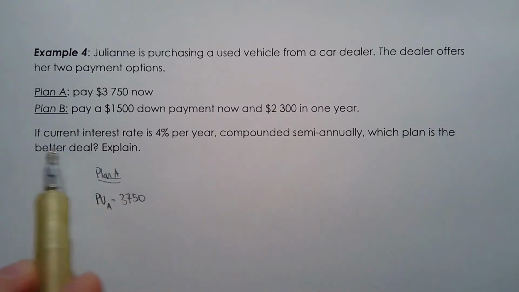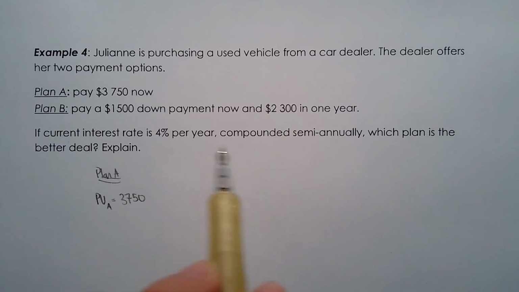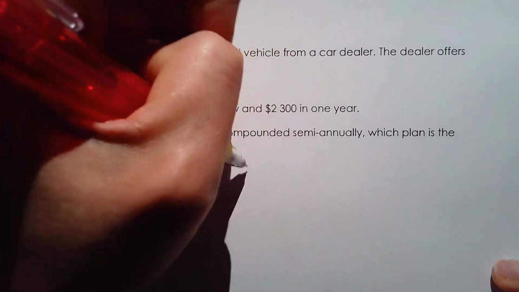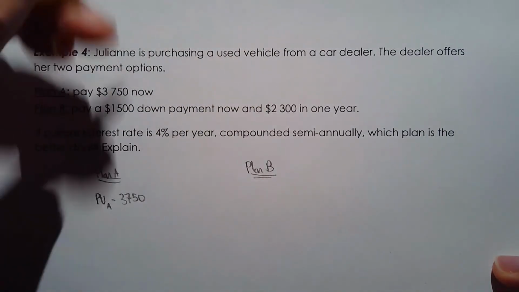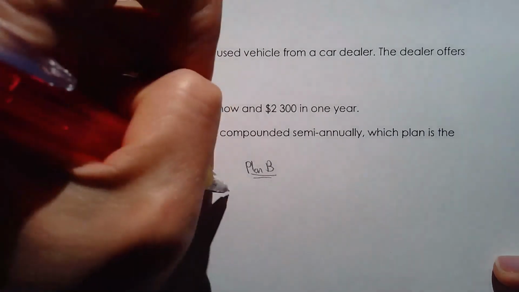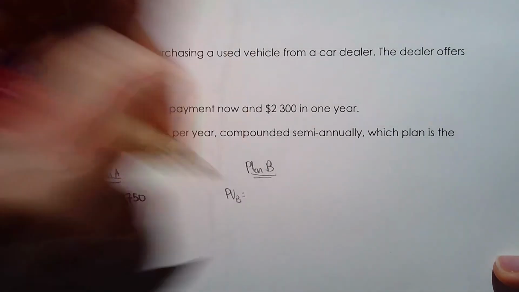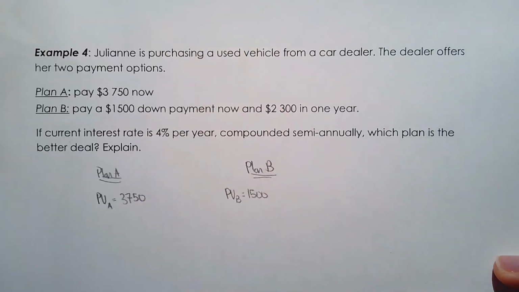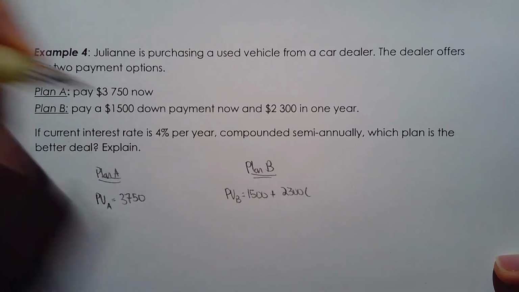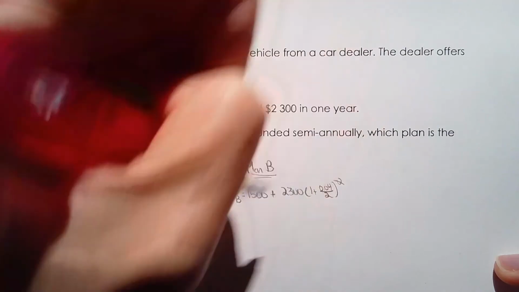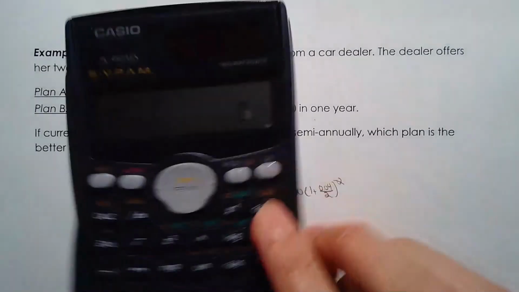Now, we're going to assume that these are the rates, so 4% per year compounded semi-annually. So is it a good idea to hold on to your money and grow it to the $2,300 you need in a year? Let's take a look. Well, the $1,500 is $1,500 right now. That's the present value. But for the $2,300, what is the present value of the $2,300 under these conditions? Let's take a look.